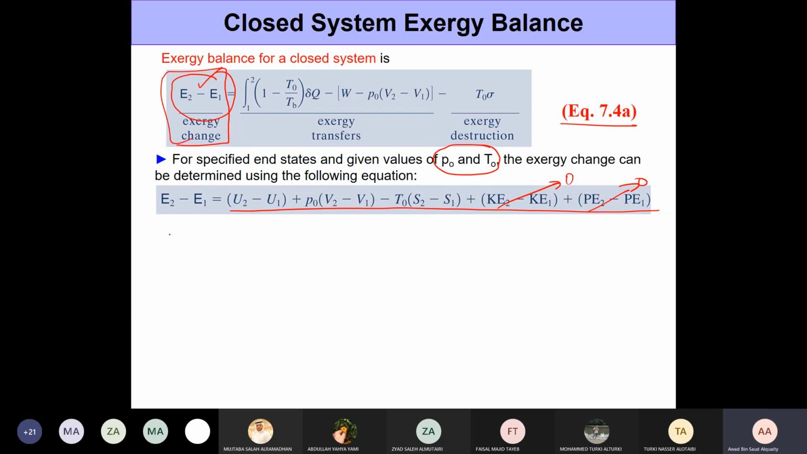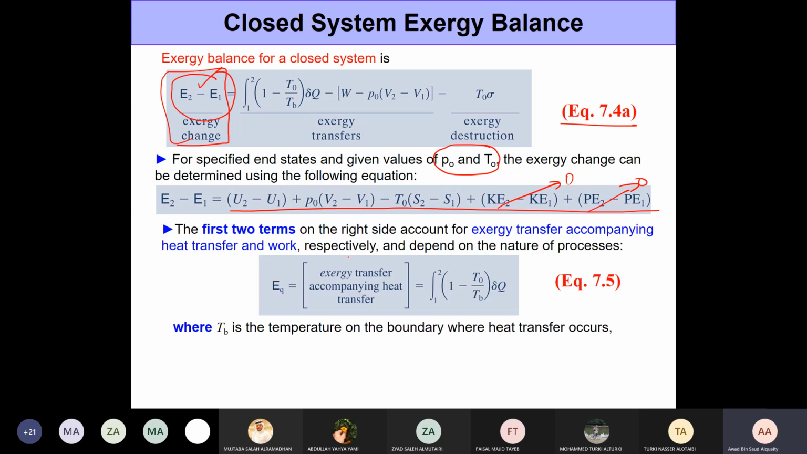Now, the interesting part is how did that change happen, right? Or what are the things that contribute to that change? So there are three things that contribute to that change. The first is the exergy transferred that accompanies heat transfer. Okay, and that is basically this part right here. EQ indicates the exergy transfer accompanying heat transfer, and it's given by this formula.